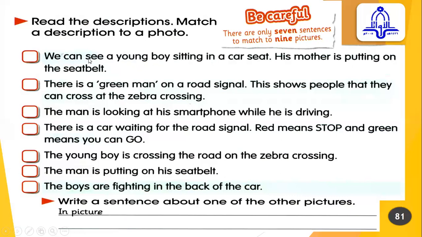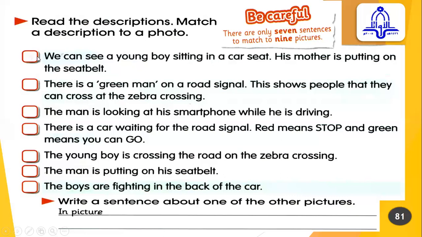نستطيع أن نرى a young boy, ولد صغير, sitting in a car seat, يجلس في مقعد السيارة, seat يعني مقعد. لاحظ sitting هون ضعفنا ال-t وضفنا ing. His mother وأمه is putting on, تضع, putting on, أيضا ضعفنا ال-t بإضافة ال-ing وكان أصل فعل put. This is present continuous, هذا مضارع مستمر, is مع فعل been ing. So his mother is putting on وأمه تضع the seat belt, حزام الأمان, seat belt, حزام الأمان.